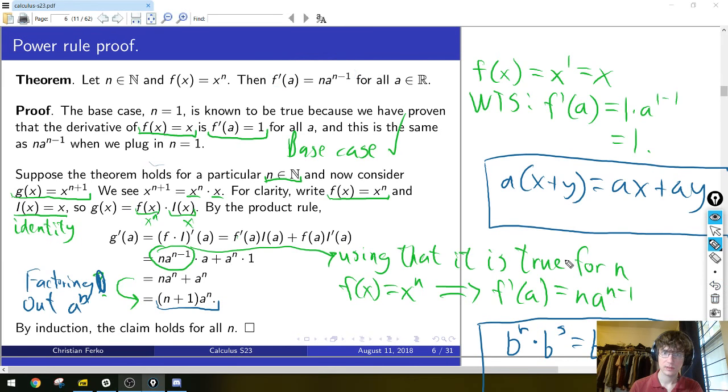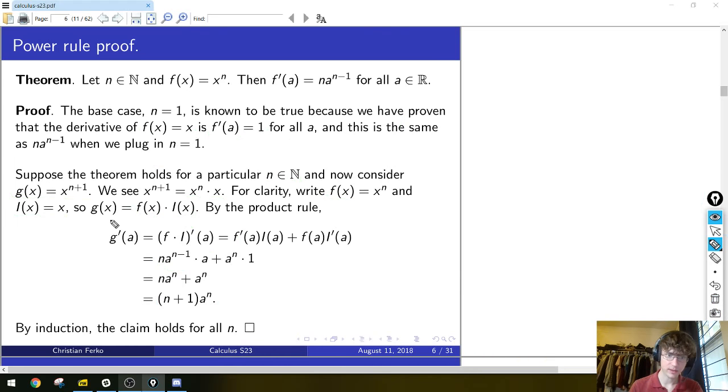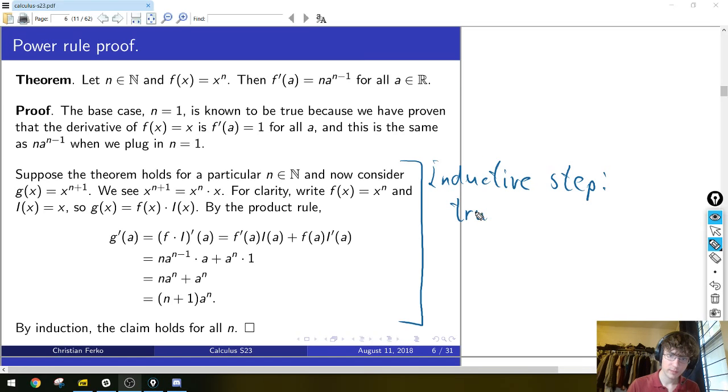So actually, I don't understand how that proves it. Okay, so we're trying, let me just erase that part. So in this inductive step, we were trying to prove that it's true for, well, let me write it out a little more explicitly. True for n implies true for n plus 1. So what does true for n plus 1 mean?